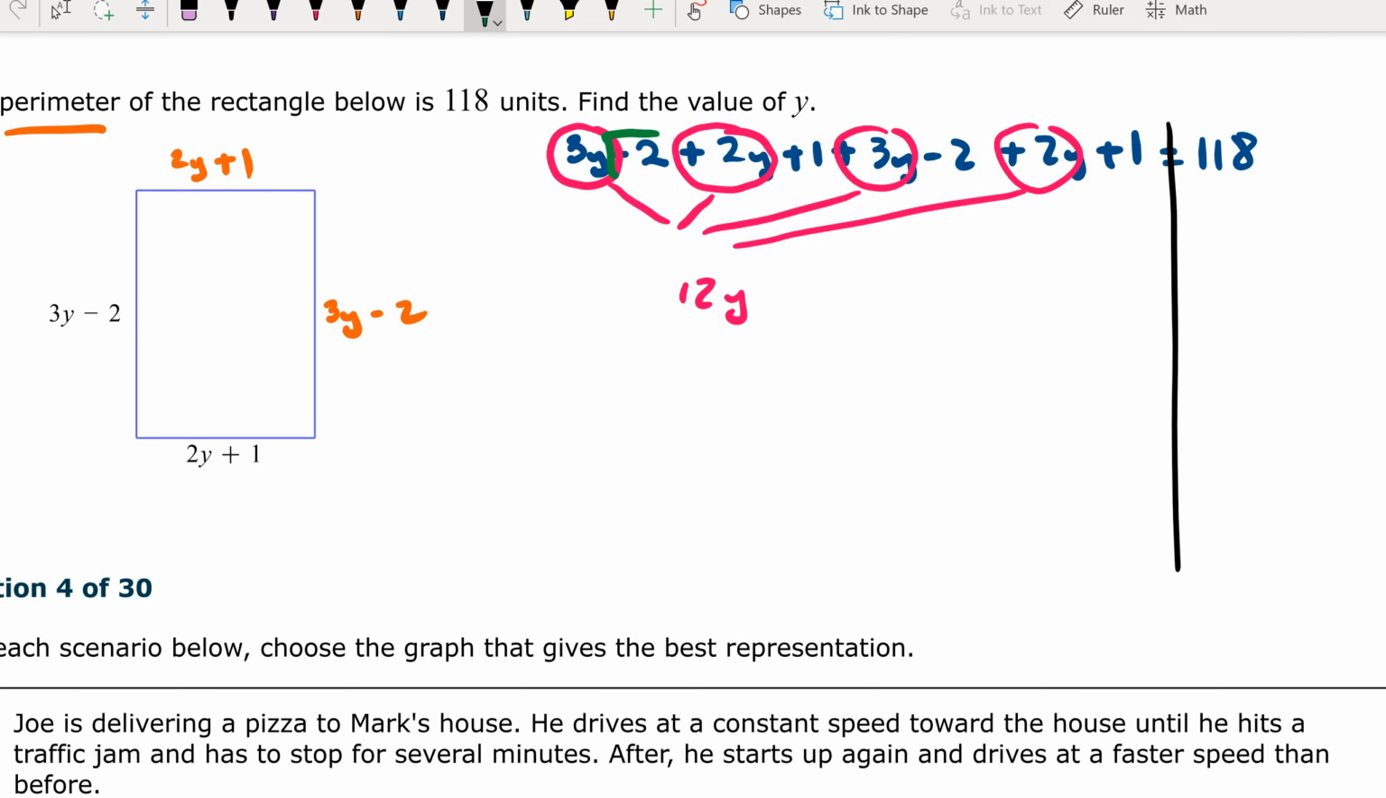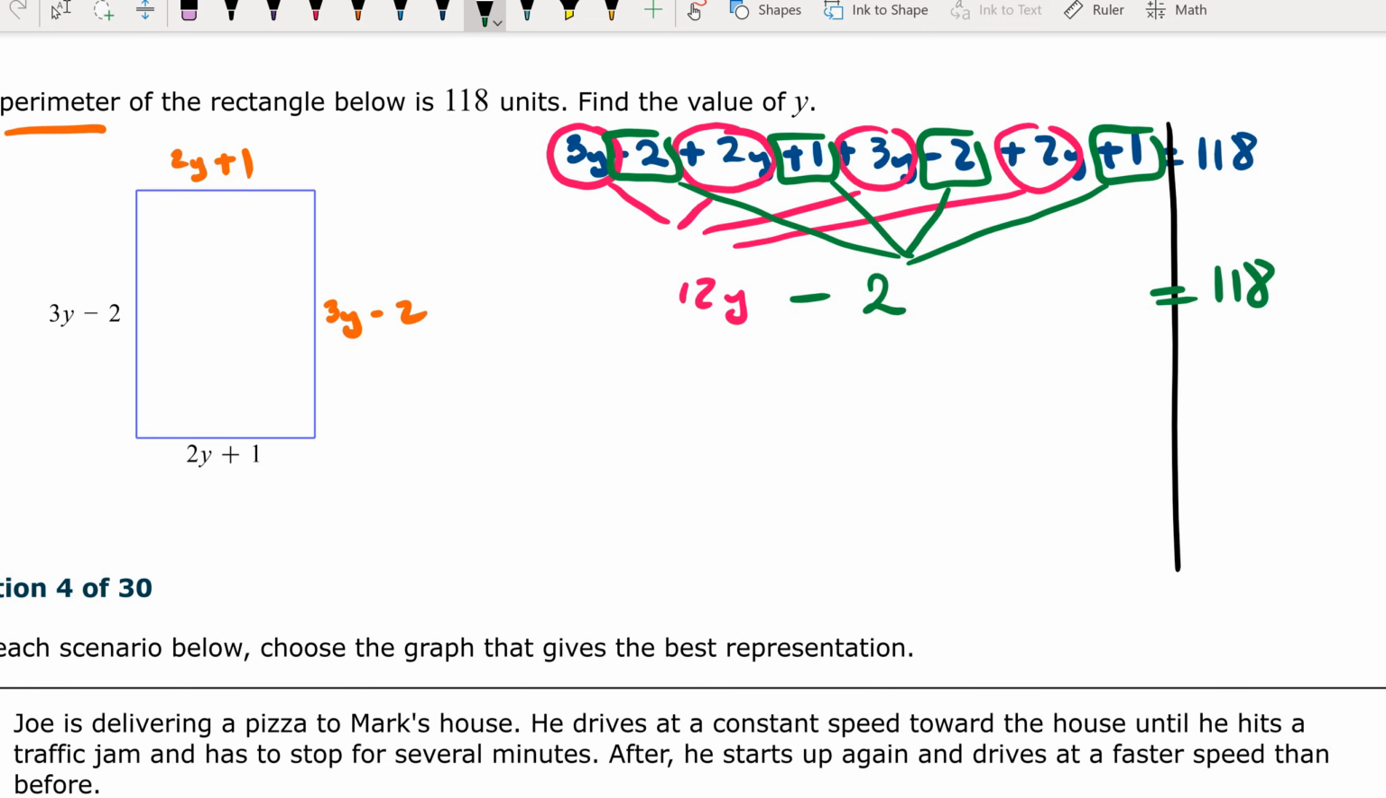Then we have negative 2, positive 1, negative 2, positive 1. So together that will give you 2 negative 2, which is negative 4, plus 1 plus 1, which means plus 2. Negative 4 plus 2 is negative 2, equal to 118.